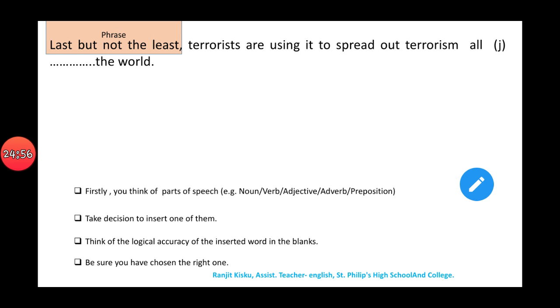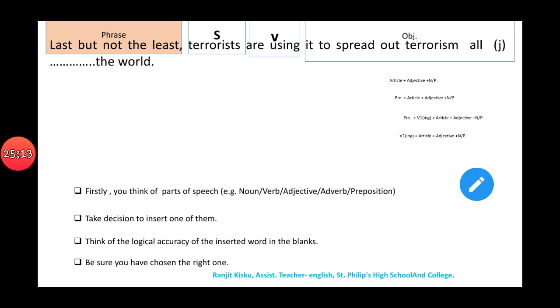Okay, so let's see the sentence. Analyze. Last but not the least. Here is a phrase: last but not the least. Conjunctions added by conjunctions. Terrorists are the subject, using is the tense verb, and terrorism is the object. So let's see the structures of the phrases.